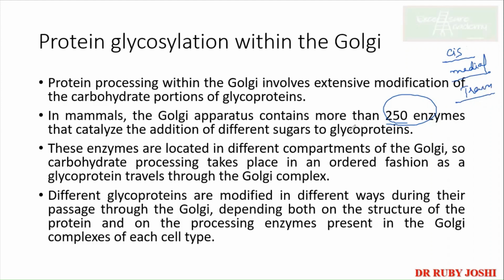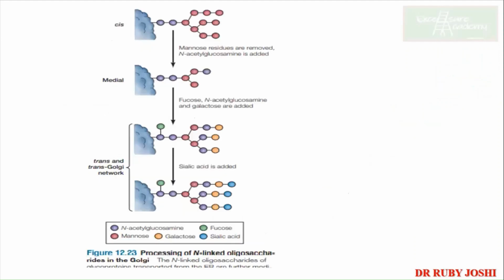Okay, so these enzymes are located in different compartments of the Golgi. So carbohydrate processing takes place in an ordered fashion as a glycoprotein travels through the Golgi complex. Different glycoproteins are modified in different ways during the passage from cis, middle, and trans. Sometimes there won't be any modification at the cis and middle, directly in the trans hoga, or whatever the combination required, depending on the function of the enzyme or the protein.